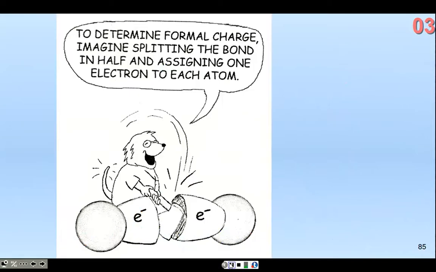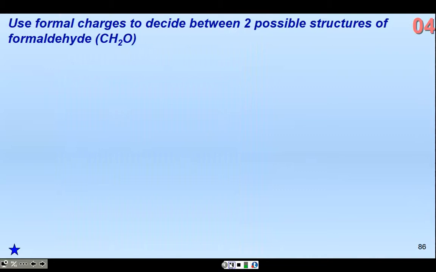So when we think about formal charges, we use funny cartoons if they help us. We think about splitting the bond in half, and we're thinking about the electrons half being assigned to each atom in the bond. Whether it's a single, double, or triple bond, we split those electrons between the 2 atoms in that bond.